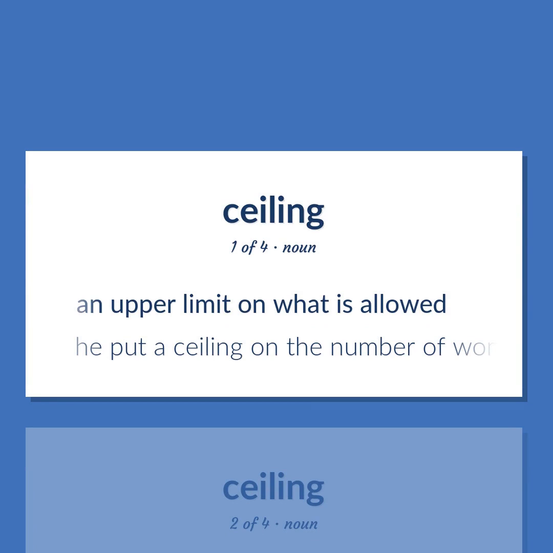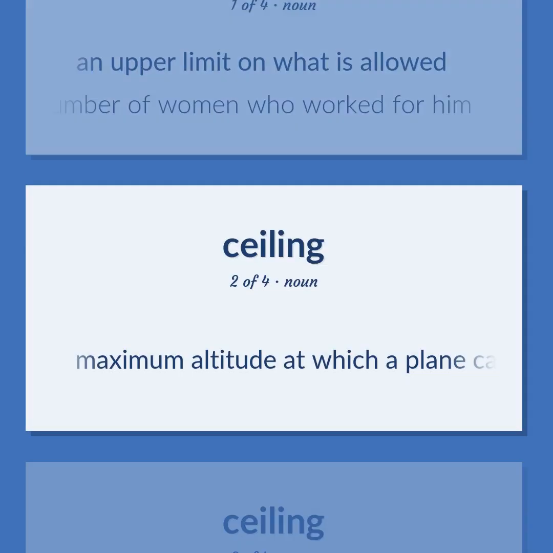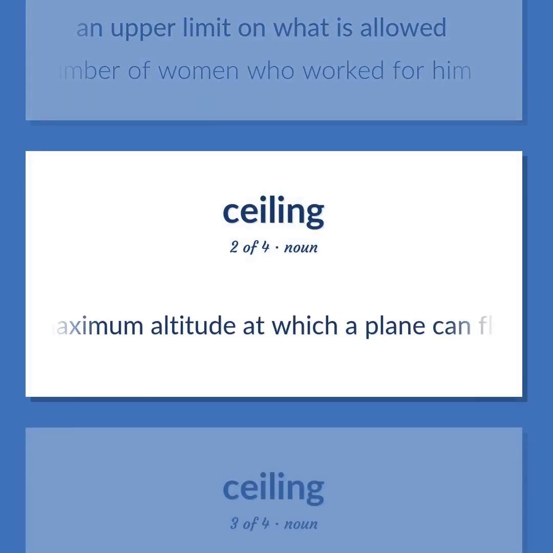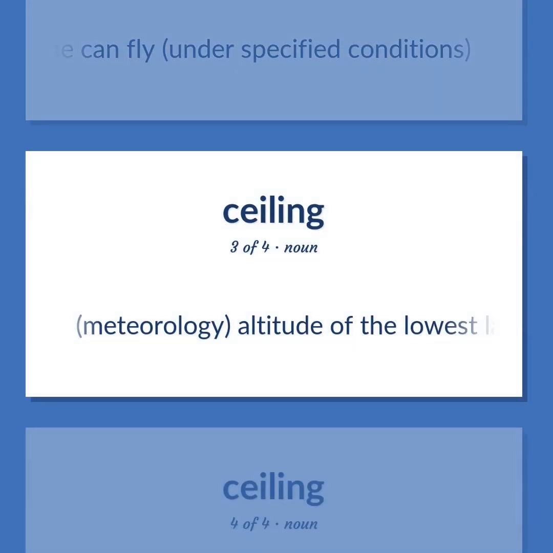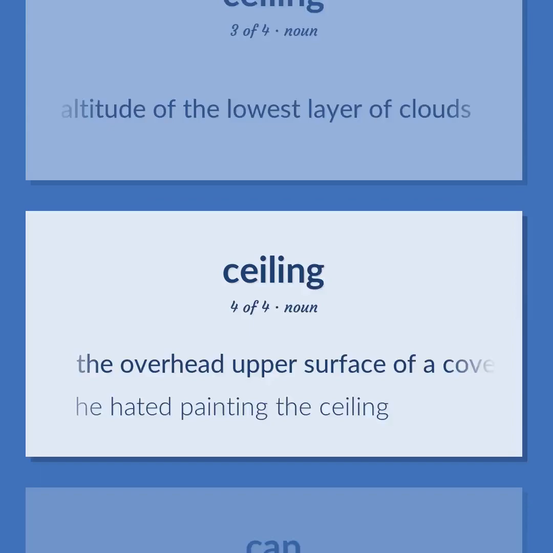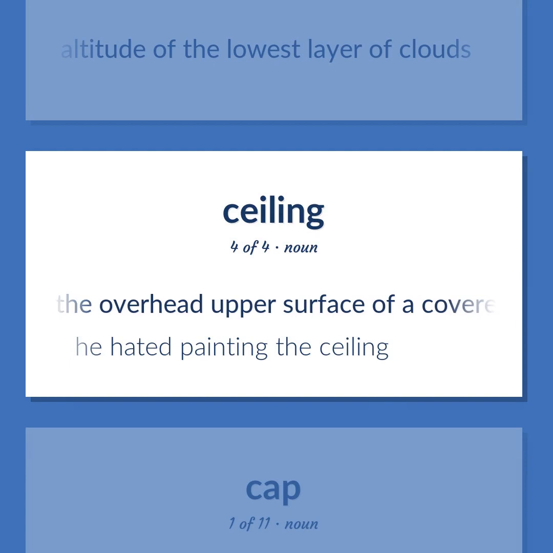An upper limit on what is allowed. He put a ceiling on the number of women who worked for him. Maximum altitude at which a plane can fly, under specified conditions. Meteorology, altitude of the lowest layer of clouds. The overhead upper surface of a covered space. He hated painting the ceiling.